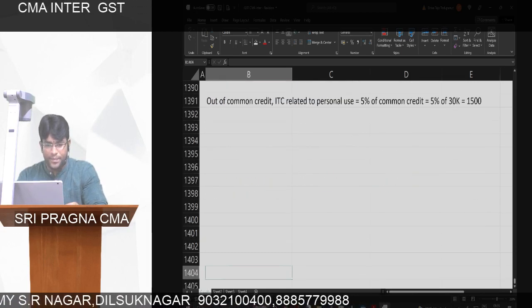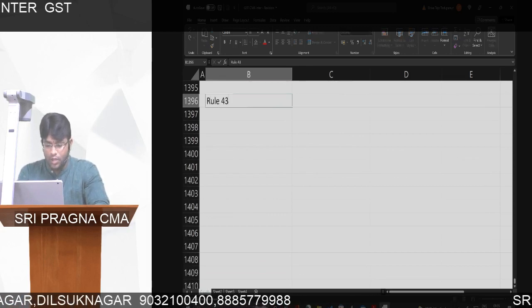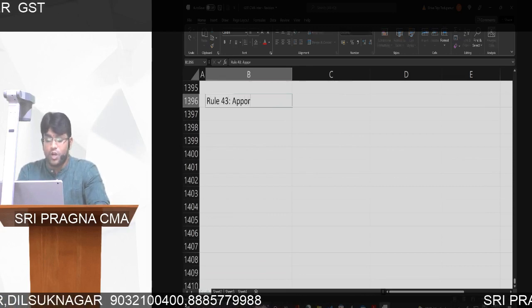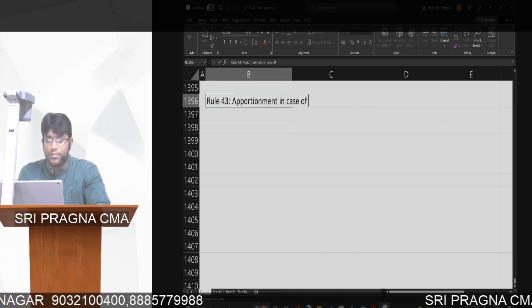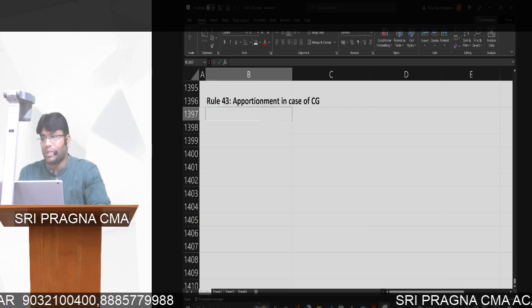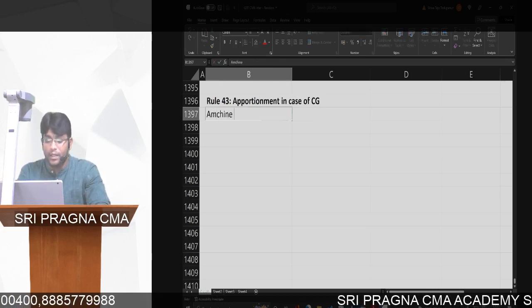Done. Let's proceed. Let me now talk about rule 43, which talks about apportionment. This is very, very simple actually. Apportionment in case of a capital good. Let me give a small example so that we'll get clarity.